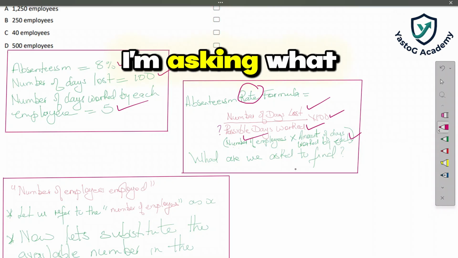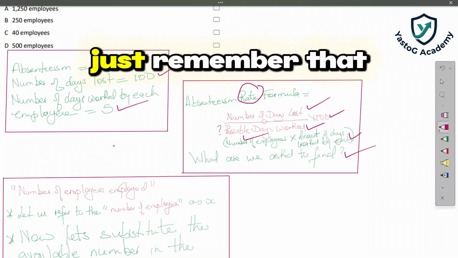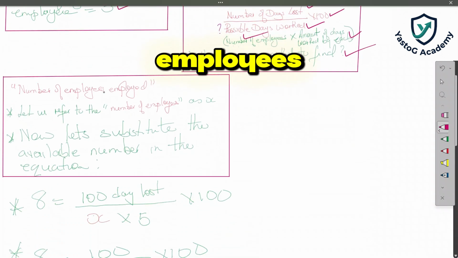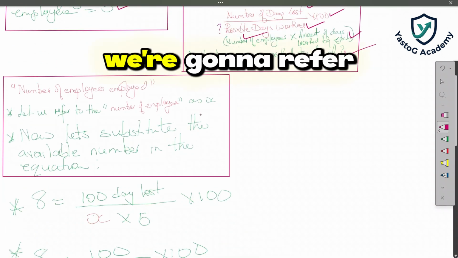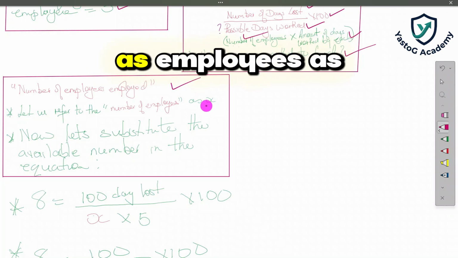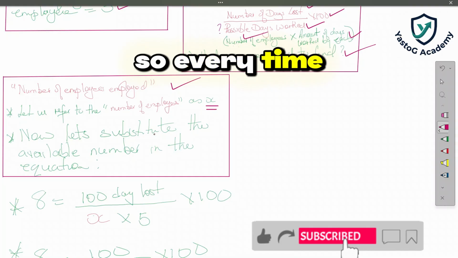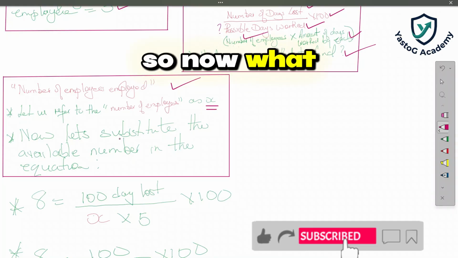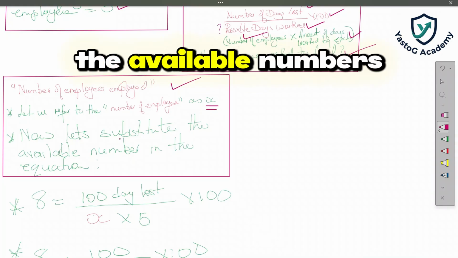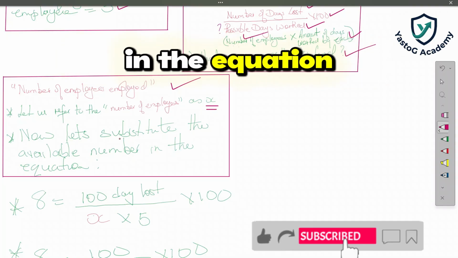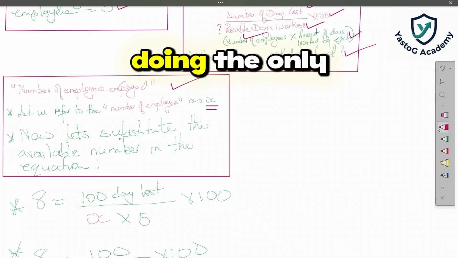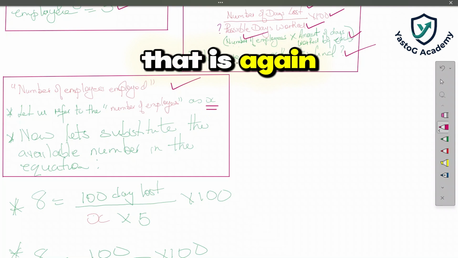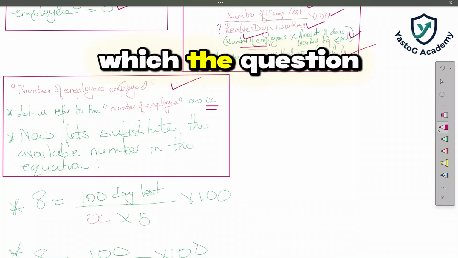And what are we asked to find? Just remember that. We're asked to find the number of employees. So from now on, we're going to refer to the number of employees as X. Every time you see X, which should be in red, I'm referring to the number of employees. Now we're going to substitute the available numbers into the equation. The only number we will not be able to substitute is the very one we're looking for, the number of employees, which the question is about.